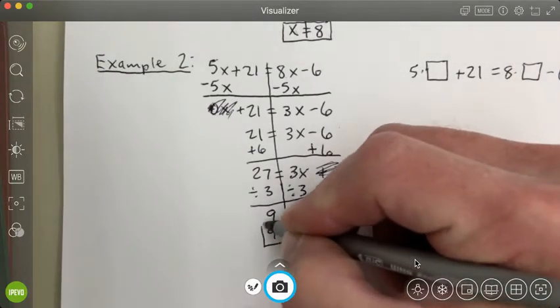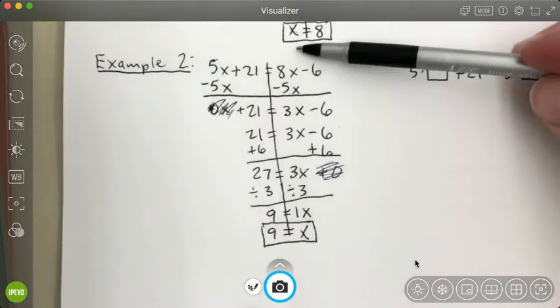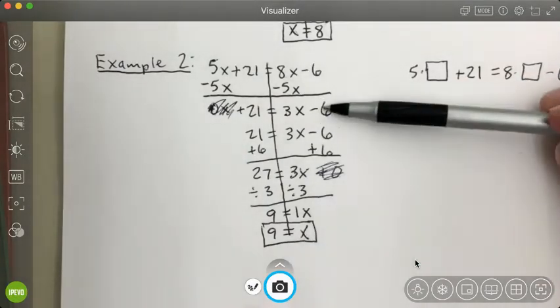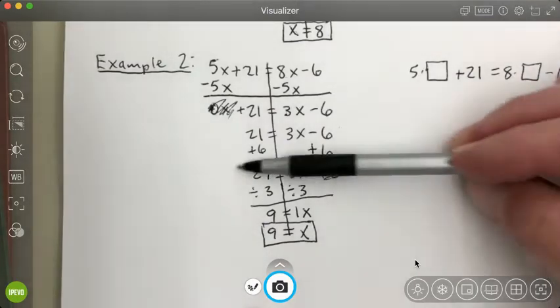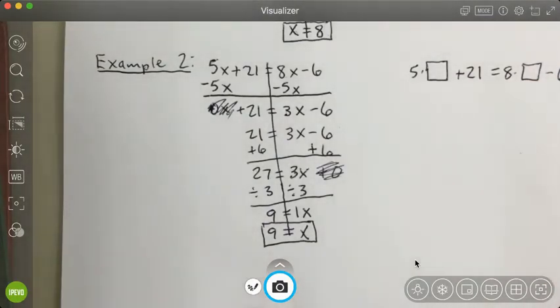x equals 9. So just remember, I write every single step to make things clear, but when I solve this myself, I don't usually write this step, and I don't usually write this step. So just keep that in mind.